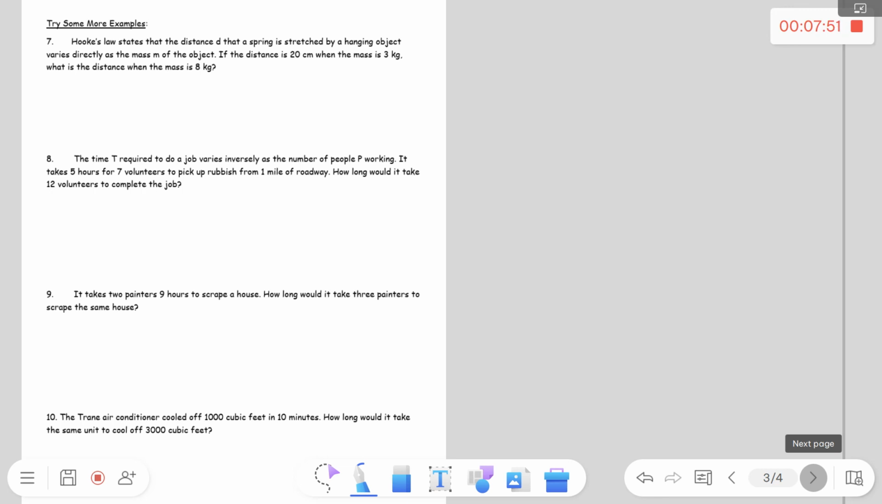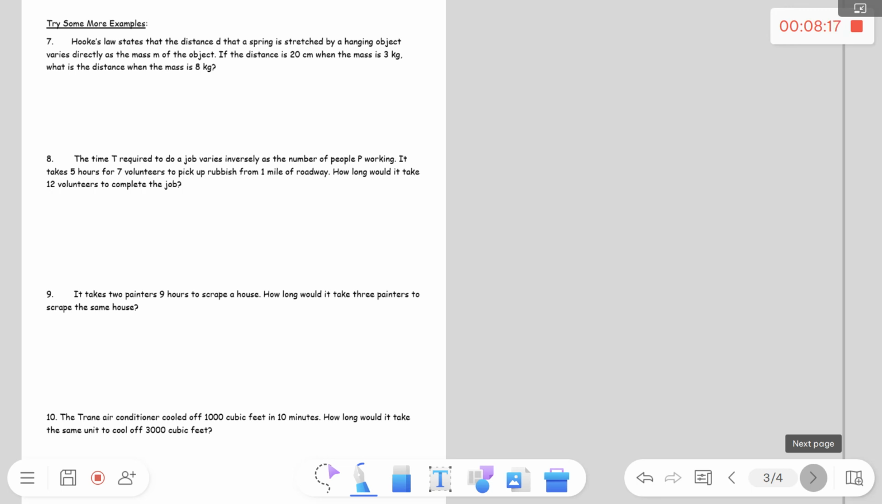Number 8, the time required to do a job varies inversely with the number of people working. This should come out to be hours and minutes, so it's 5 times 7 is going to equal 12 times x, and the value here is going to be 2 hours and 55 minutes because you're going to get 35 divided by 12. Like I said, every single one of these is in an answer key attached to Teams. It literally is a PDF you can go look at.